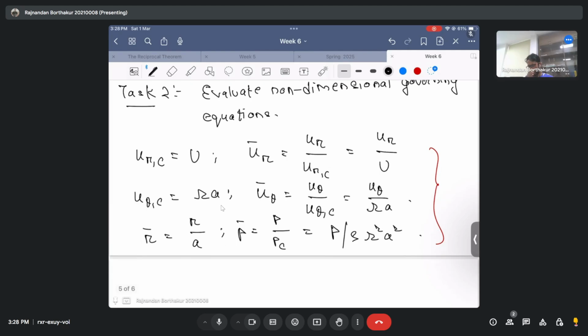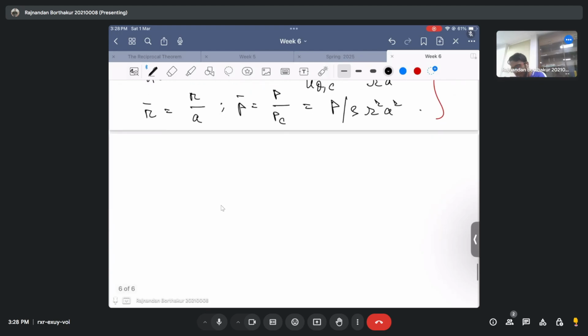Okay. All right. So once this is done, now let's go ahead and derive the non-dimensional equation. So what do we need to do? We'll start off from the dimensional form of the R and theta momentum equations, and then substitute the non-dimensional variables in the dimensional equations to get the non-dimensional equations. That's the idea behind getting the non-dimensionalized version of the dimensional equations.